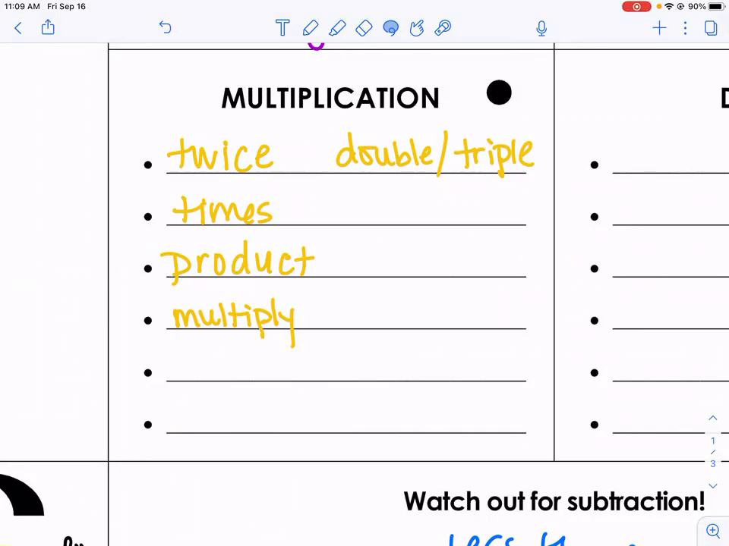Now, one that I noticed a lot of us were getting wrong on our assignment was the word of. If I say 1/2 of 5, you're taking 1/2 and you're multiplying it by 5.